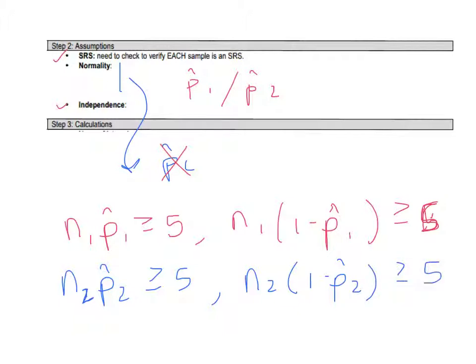So the 5 comes because we have 2 populations. Because we're looking at the sample value, we just need to look at greater than or equal to 5. And we have our sample size 1 times our sample proportion 1, and our sample size 2 times our sample proportion 2. Otherwise, again, SRS and normality are the same.